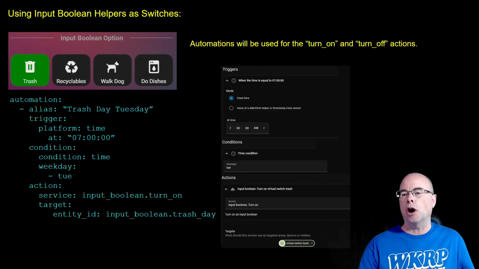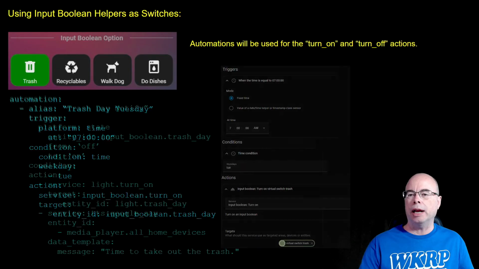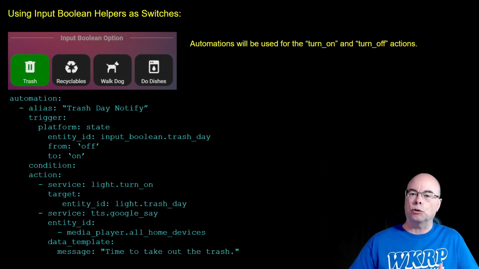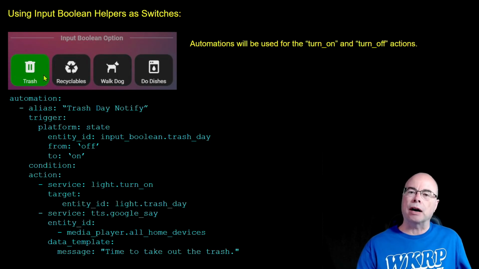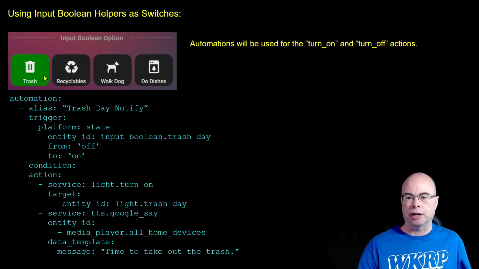I may want to do other steps than that, and I could add additional services or actions here underneath the action part of the automation, but instead I'm going to create a separate automation that triggers off the fact that that input boolean has changed. Now, why do I do a separate automation? Well, that means that I can click this button manually and my automation will fire, or it will fire automatically every Tuesday at 7 a.m.